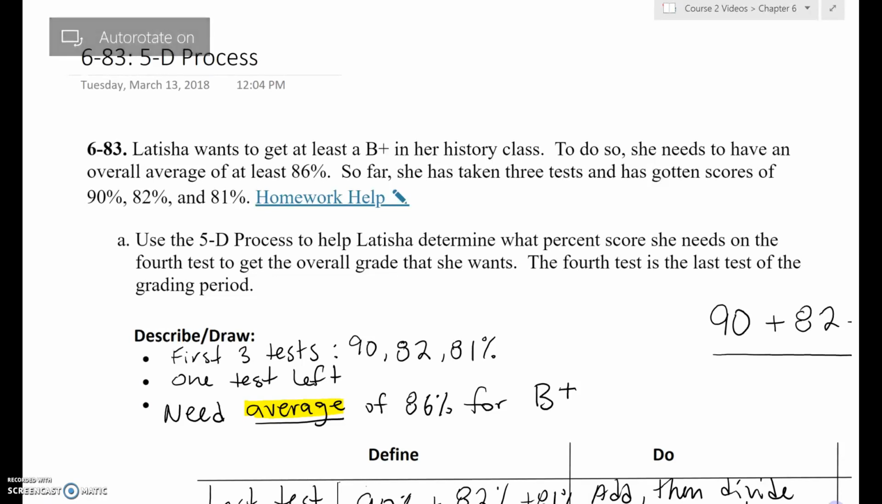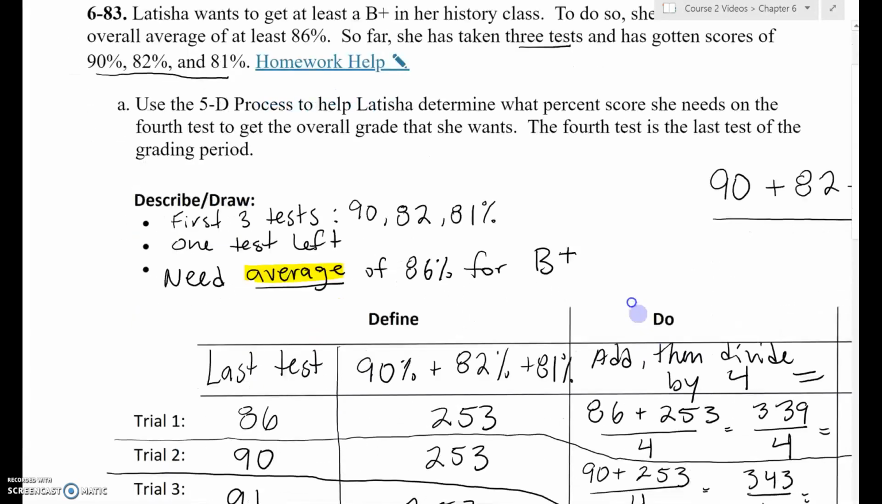All right, so this problem came from Chapter 6. It's problem 83. It's about the 5D process, about Letitia wanting to get a B+ in history class. To do so, she needs to have an overall average of at least 86%. So far, she has taken 3 tests and has gotten scores of 80, 82, and 81. Use the 5D process to help Letitia determine what percent score she needs on the 4th test to get the overall grade she wants. So this is a problem about finding the average.